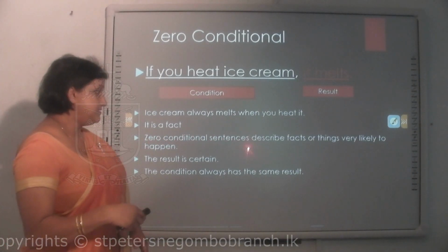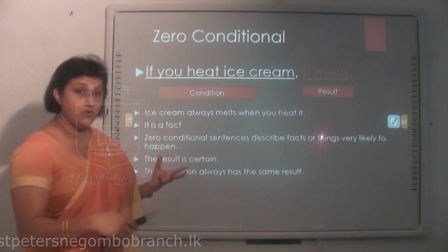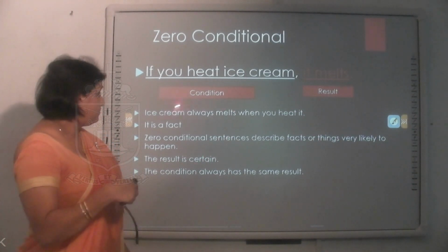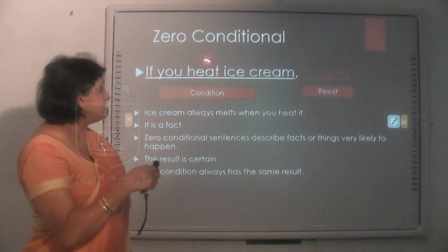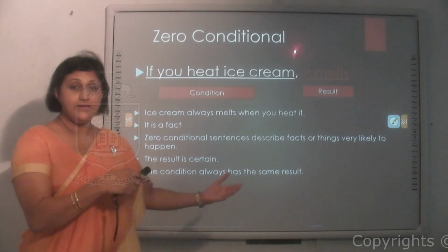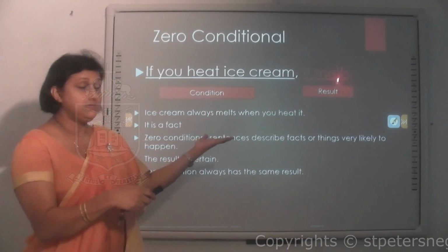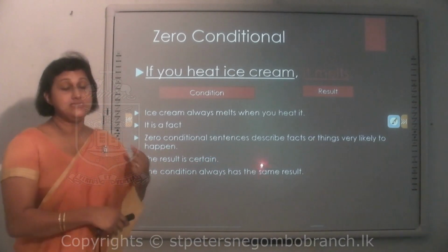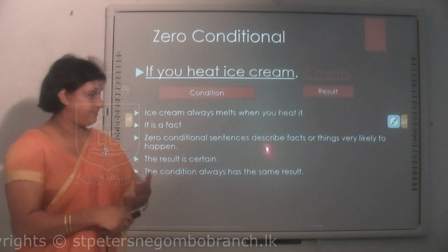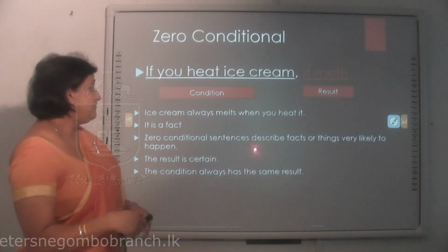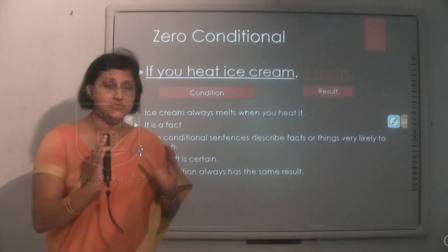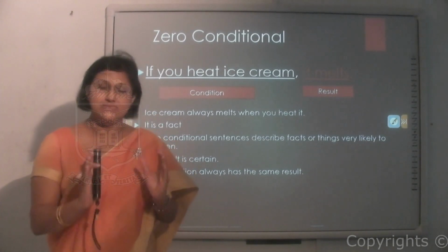Zero conditional sentences describe facts or things which are likely to happen. If you keep on heating this ice cream, it's likely to happen. The result, it melts. It's going to happen. Next one, the result is certain. It never changes. The condition always has the same result. So these are the main features of zero conditional. It's a very simple thing.